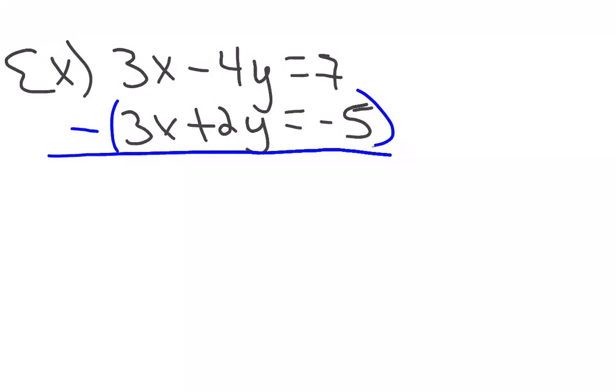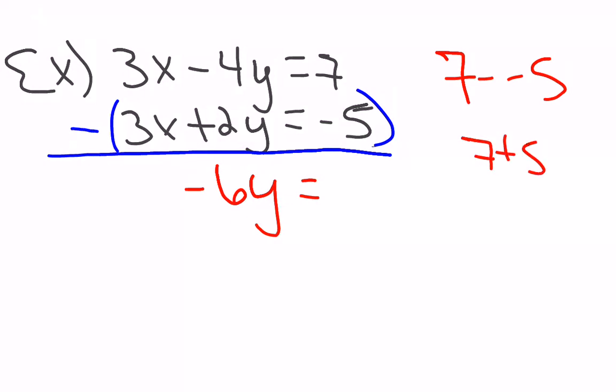So we would have 3x minus 3x is 0. Then we have negative 4y minus 2y gives us negative 6y. And then we have 7 minus a negative 5, so 7 minus a negative 5 becomes 7 plus 5, and so that's 12. So if we were to subtract the second equation from the first equation, the resulting equation would be negative 6y equals 12. So that's just one part of this. Let's take a look at some more examples. We dive more into solving by the addition method.